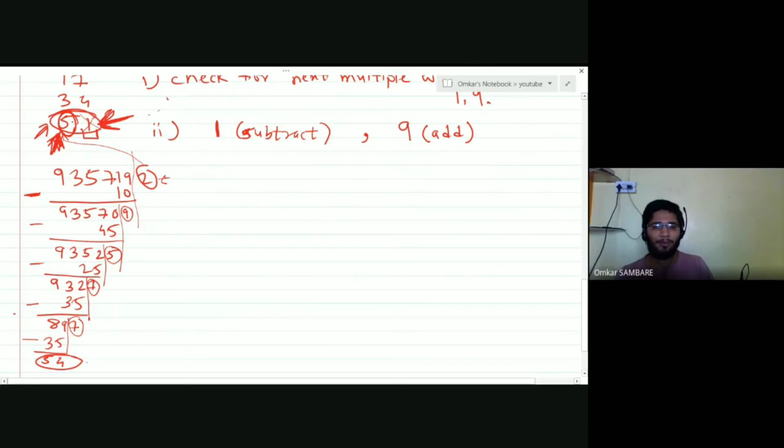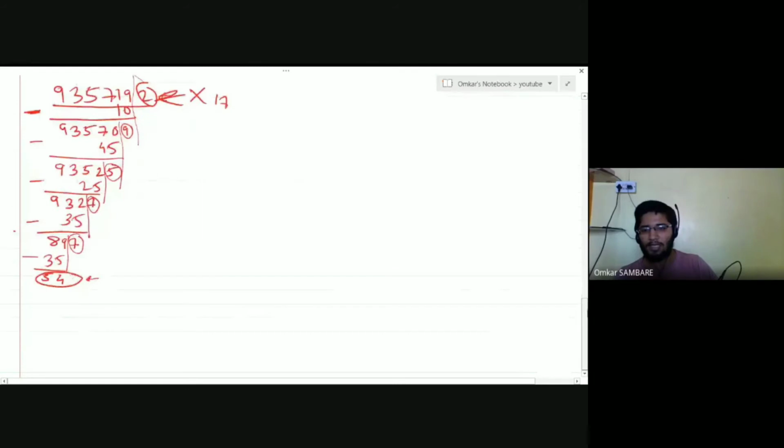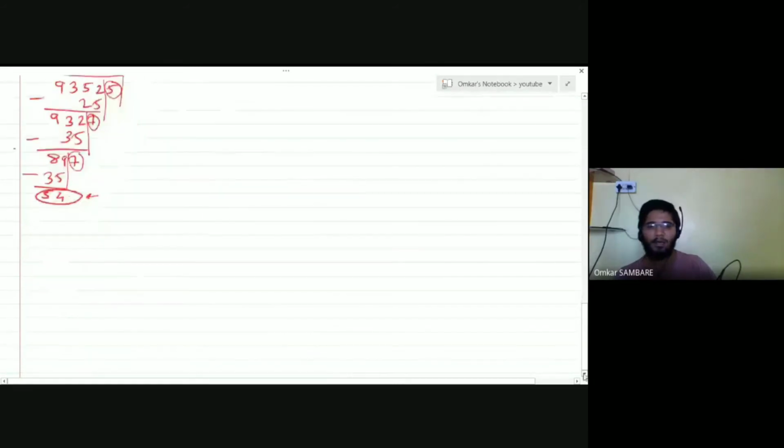And here 54 is not divisible by 17, we know, because after 51 the next multiple of 17 is 68, not 54. So the number is not divisible by 17. This large number is not divisible by 17. Okay, now let's create divisibility of another number.